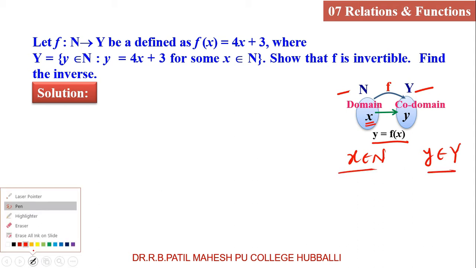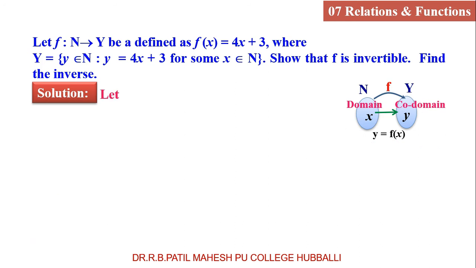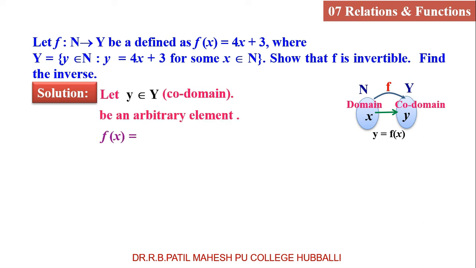So taking all this, let me take y belonging to capital Y, that is the codomain, be an arbitrary element. So f of x is equal to y because of the diagram. So f of x is 4x plus 3, that is equal to y. From here I will find x: 4x equals y minus 3, taking 3 to the right side, and x will be definitely (y minus 3) divided by 4.